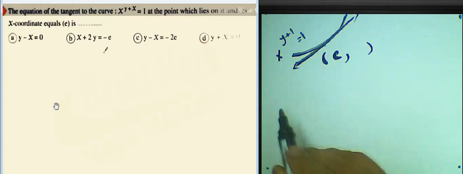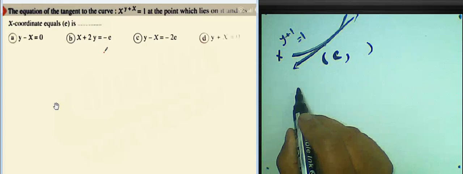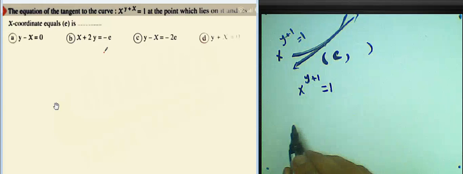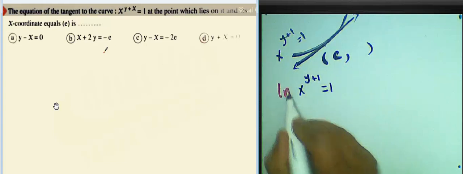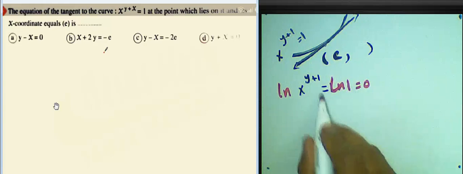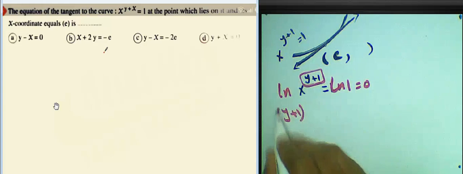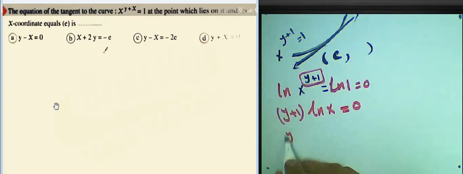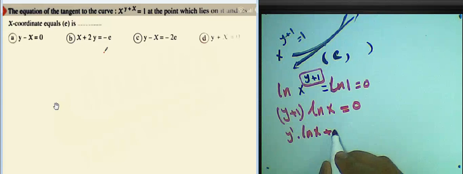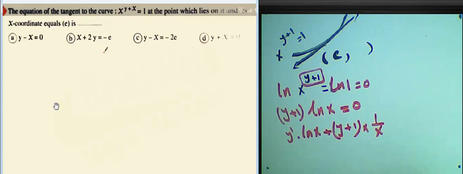Or you can think about this example and find the derivative of the function. We have x power y plus 1 equal 1. Thinking with me, we have the function in the power, so you must take ln of the left hand side and the right hand side. Write ln here and ln here; ln 1 equals 0, and you can drop this power outside. The result will be y plus 1 multiplication by ln of x equal 0. Then you can find the derivative of this function: y dash multiplication by ln x plus the second one, multiplication by the derivative of ln x, which is 1 over x, equal 0.